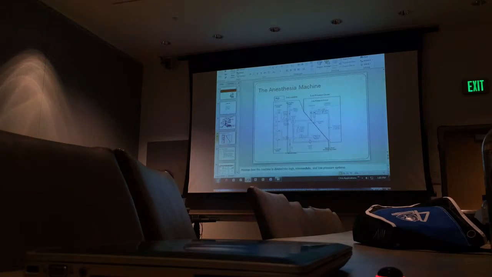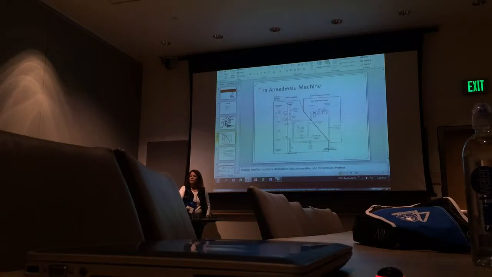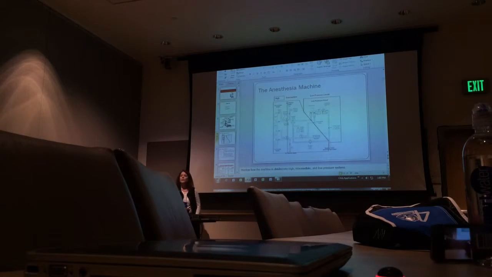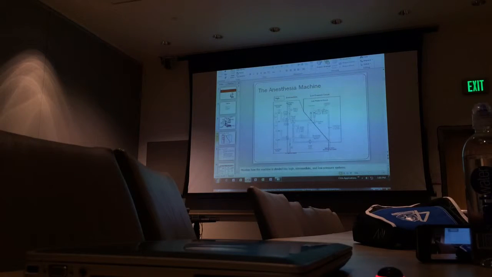Here's what shows the high, the intermediate, and the low pressure systems of the anesthesia machine. The high pressure system is comprised of the E cylinders, and they're hooked to a yoke, which goes to a step-down regulator, which regulates the pressure from each tank so that it can be used by the anesthesia machine, and that is regulated between 45 and 55 psi.